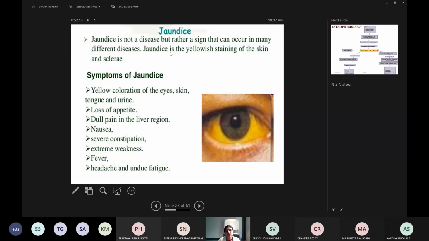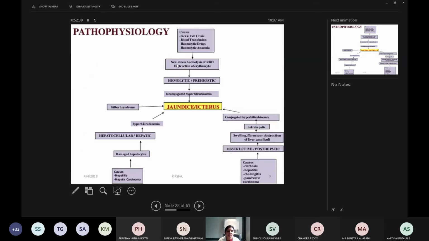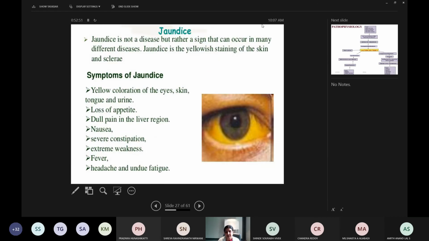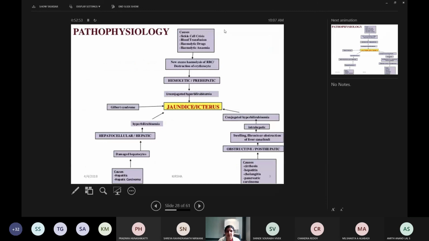Now I told you that jaundice is not a disease, but rather a sign, right? We say jaundice has an underlying cause that we have to find out. The symptoms will be yellow coloration of the skin, eye, tongue, then urine will also be yellow colored, loss of appetite, pain in the liver region, nausea, constipation, extreme weakness, fever, headache and fatigue. Now this is the sequence of pathophysiology of jaundice, wherein how they are divided and what happens here. I will end with this slide because time is short.